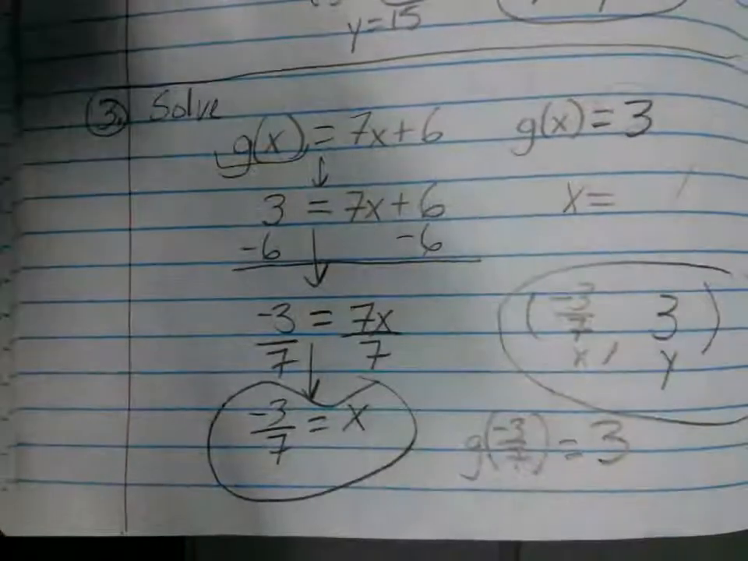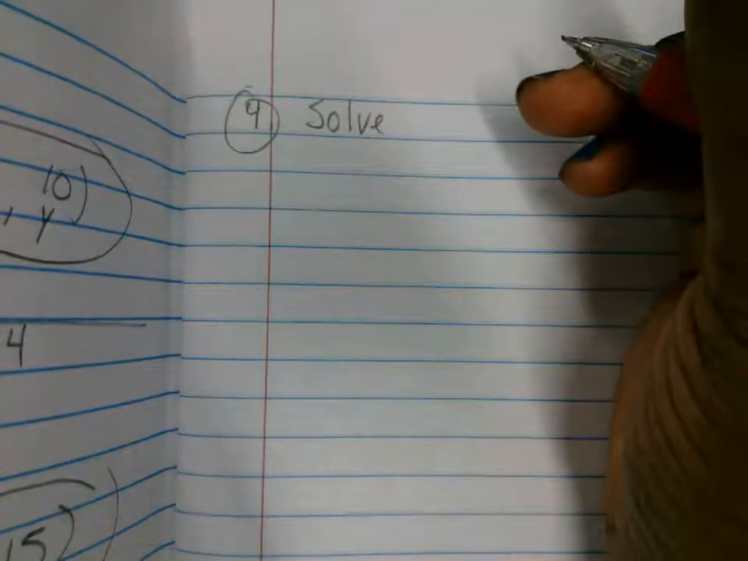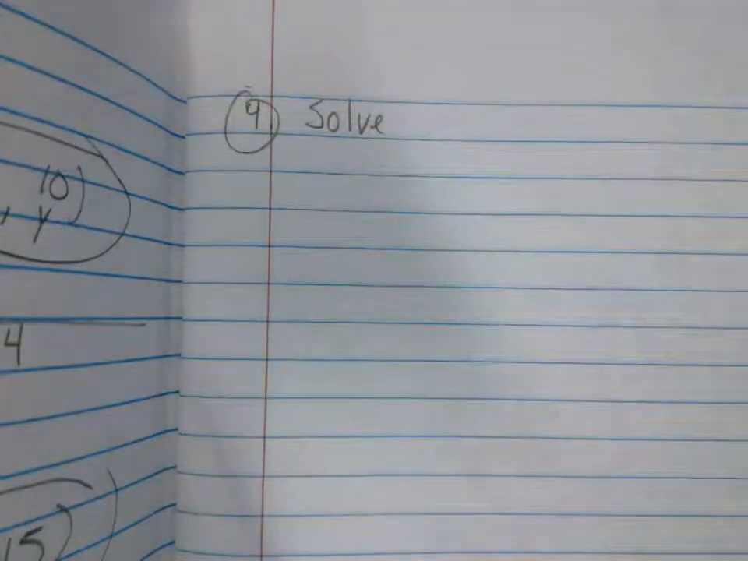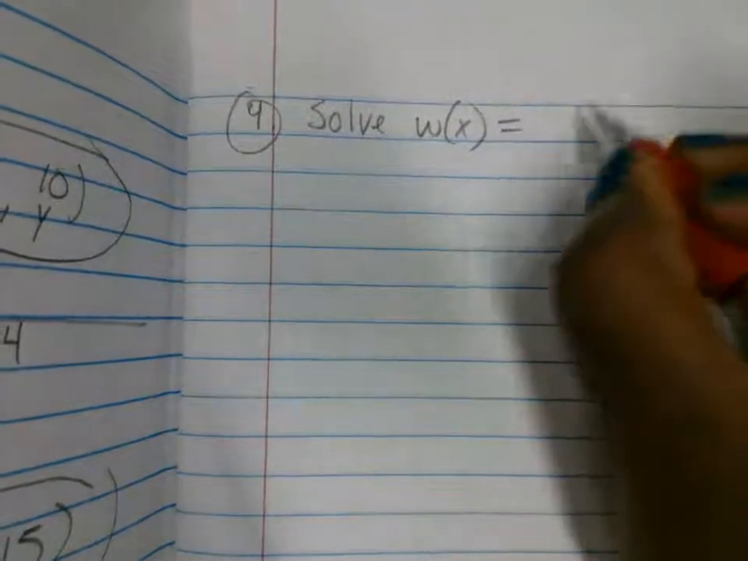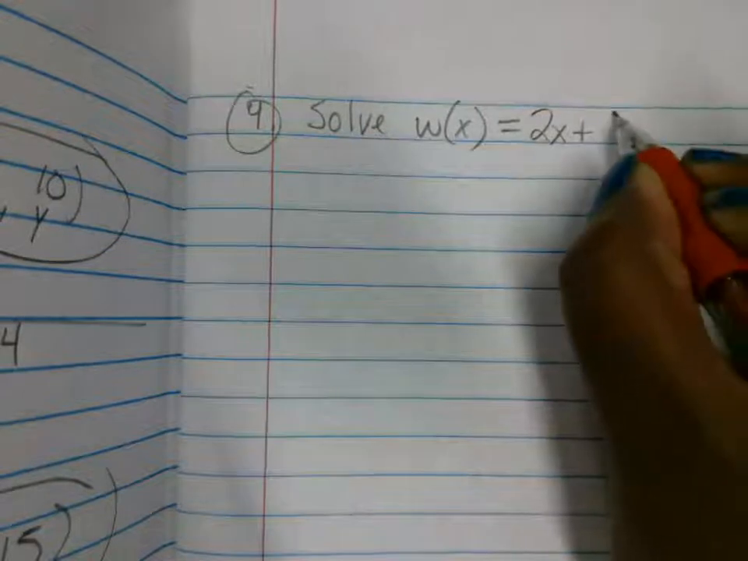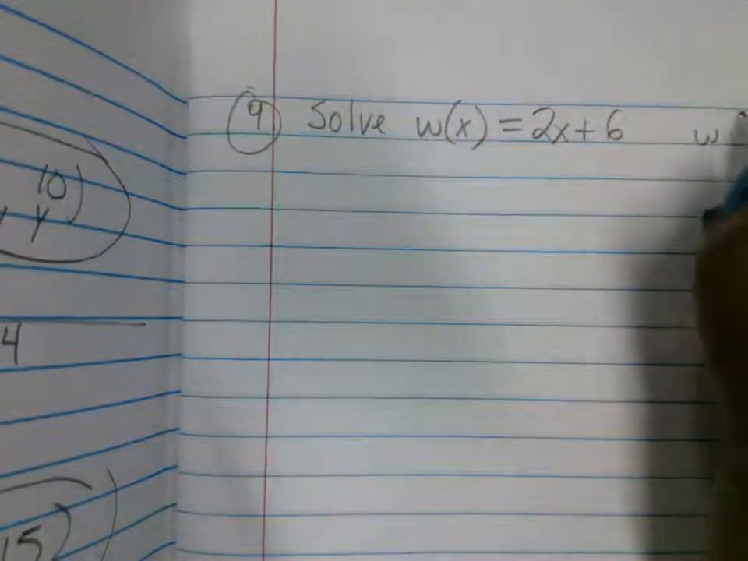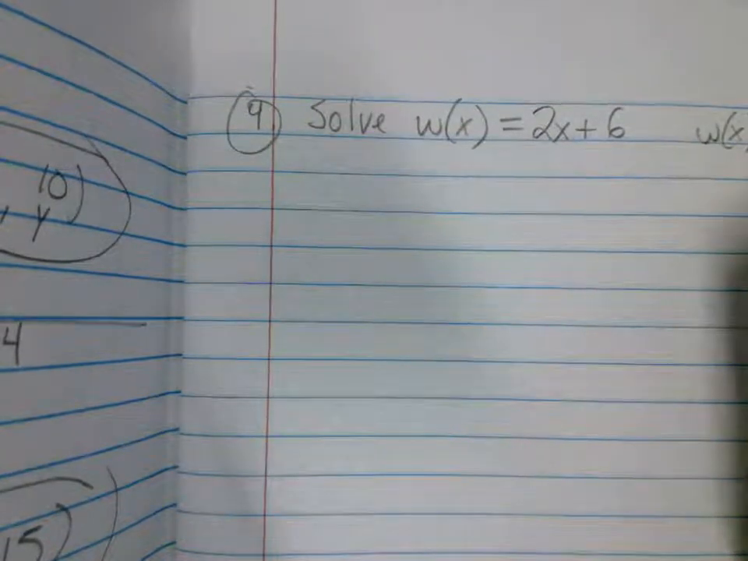I'm going to do another one like this one. Let's use another. This is number 4. Let's use another letter. Solve. We're going to solve. We did F, G. Let's do W. Okay. Let's do 2x. Let's do +6. And W of x, let's make it equal to 18. Okay?